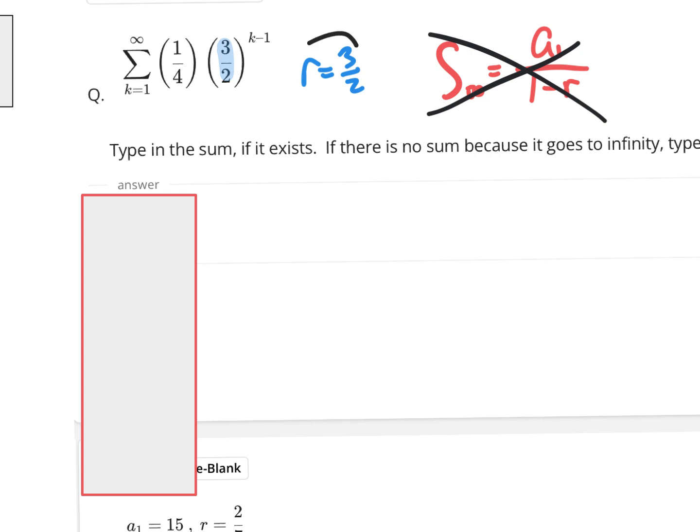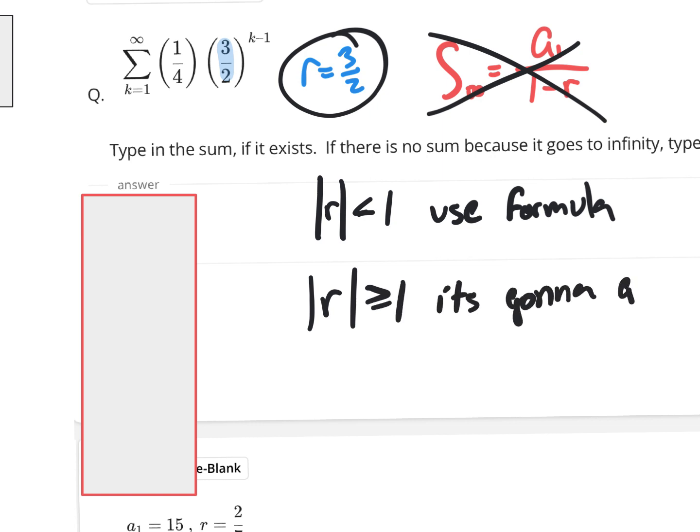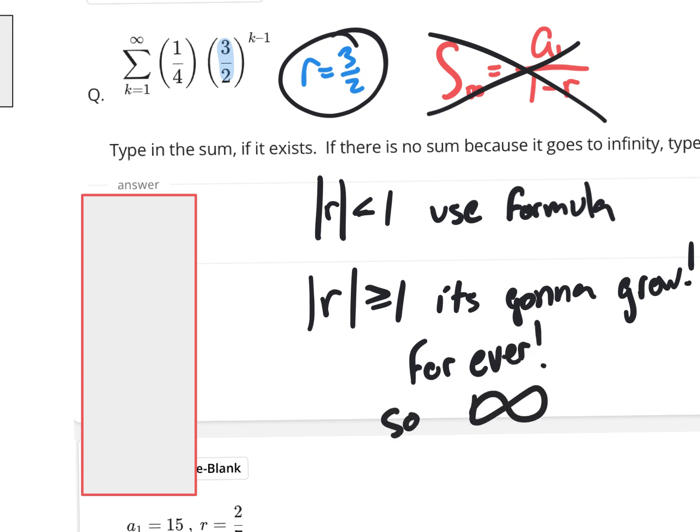Just because r is greater than 1. If the absolute value of r is less than 1, then that's when you use the formula. But if the absolute value of r is greater than or equal to 1, it's going to grow forever. Okay? So the answer is infinity.